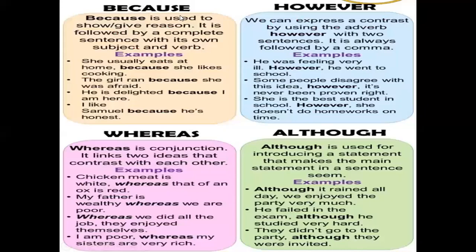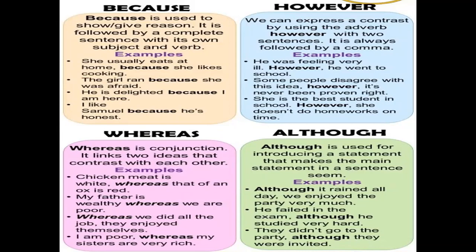Again, we can see some uses of because, however, whereas, and although given here. Because is used to give a reason, and it is followed by a complete sentence with its own subject and verb. You can see here: the girl ran because she was afraid. So girl and ran, subject and verb, both are given, and then it is followed by another sentence. However is used when we express a contrast by using the adverb however with two sentences, and it is always followed by a comma, like he was feeling very ill, however, again comma, he went to school.